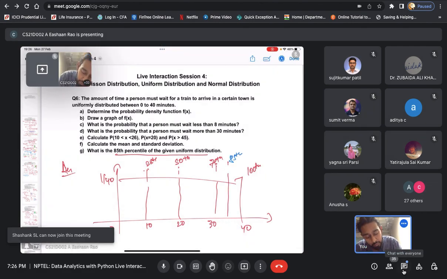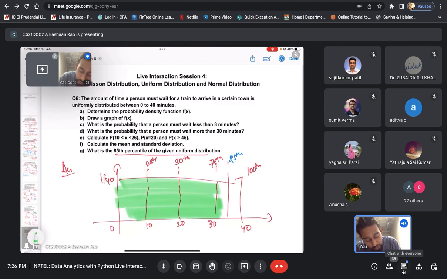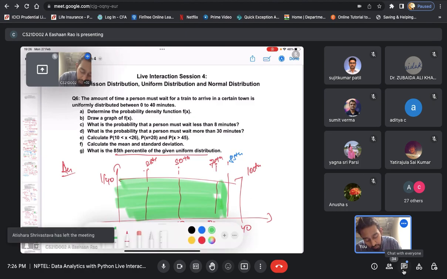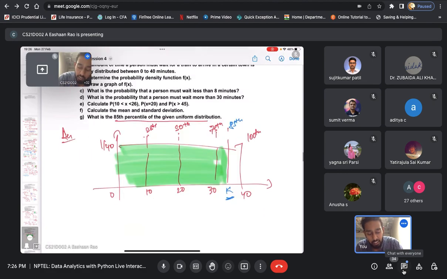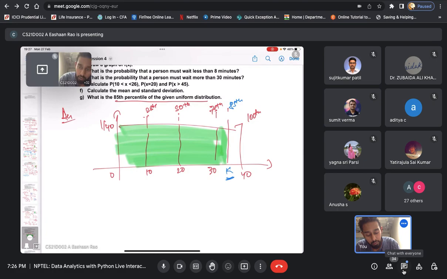Now I want to get some value here which is at the 85th percentile. So that means I need to calculate all the values from 0 till this 85th point, and I don't know what the k value is here. So I need to find this k value to tell that all the values less than this point constitute the 85th percentile of the uniform distribution. To find this, it again comes down to the area under the curve. So I will assume that this is my area under the curve.